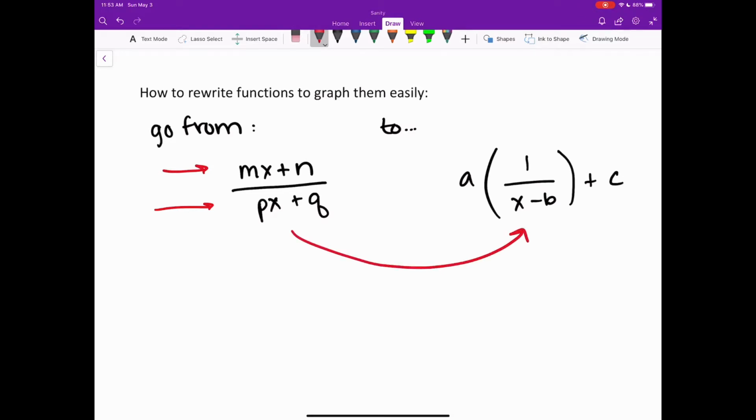Because from right here, I can't see any vertical asymptotes. I can't see any horizontal asymptotes. I don't know anything about the domain and range. This is hard for me to graph.